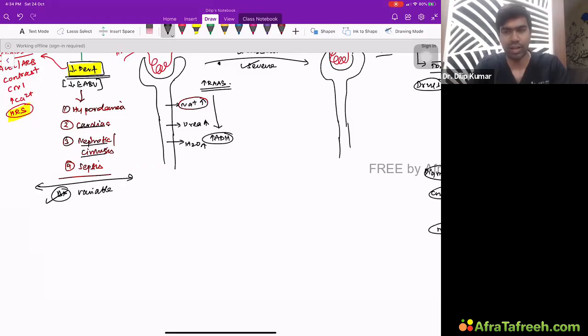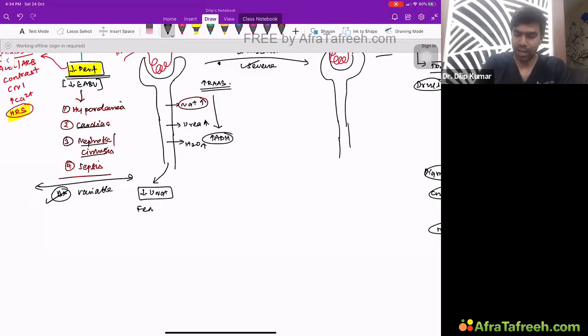But this RAS will try to increase the sodium reabsorption. Of course, the urinary sodium will definitely be low. So if the urinary sodium is low, you will also have a low fractional excretion of sodium. That is, FeNa will also be low. And the second thing that you need to know is that urea reabsorption is increased. So the fractional excretion of urea will also be low.